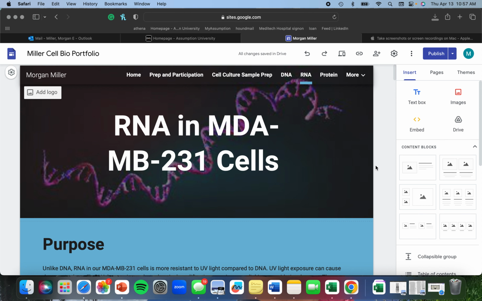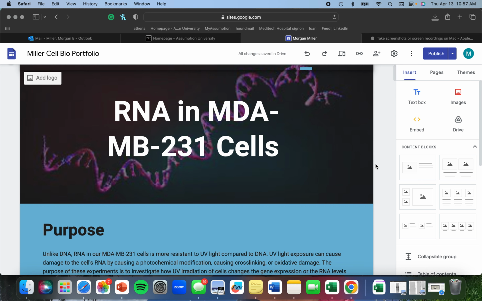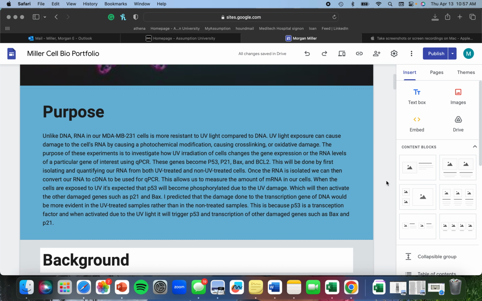How I fixed my RNA page given the suggestions by my reviewers. So first, to start off, I was given the suggestion to change or get rid of the picture and the original purpose. I decided just to get rid of the picture because it made more sense to me to have the purpose written out, and it was simple.